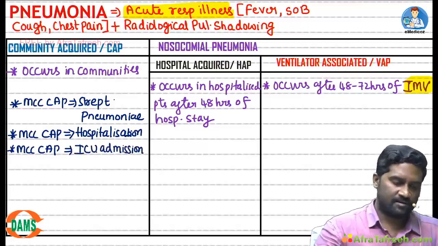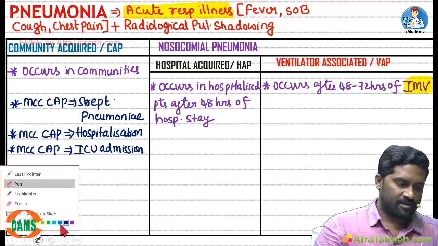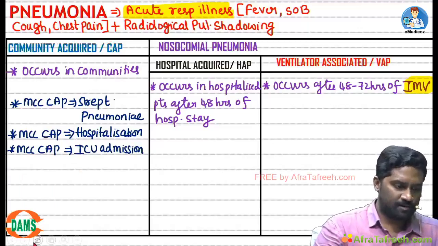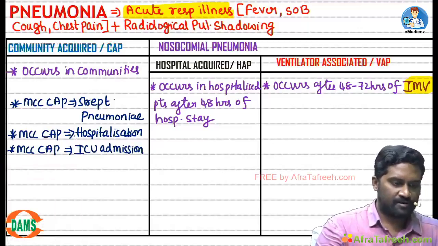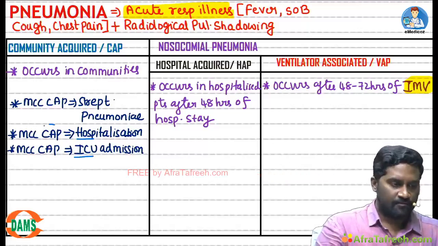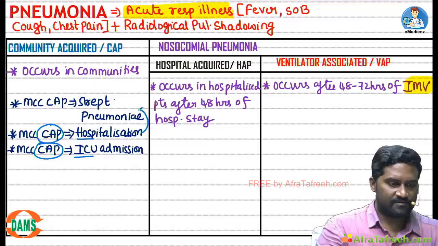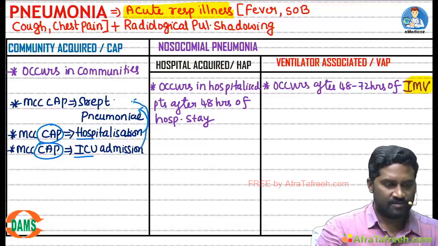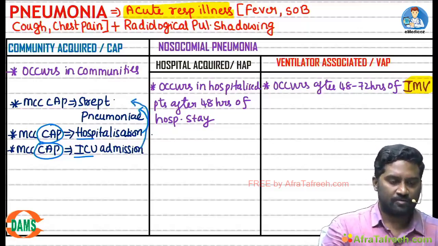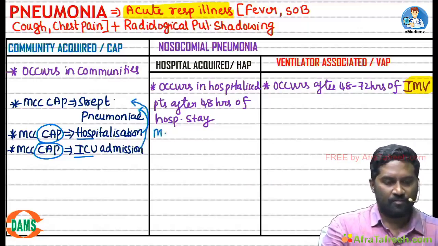Here what they are asking is, there is a patient with community acquired pneumonia, and because of that pneumonia he got admitted into hospital, or into ICU. What will be the organism? When you find community acquired pneumonia in the question, whether it is hospitalization or ICU admission, the single best answer is always streptococcal pneumonia.